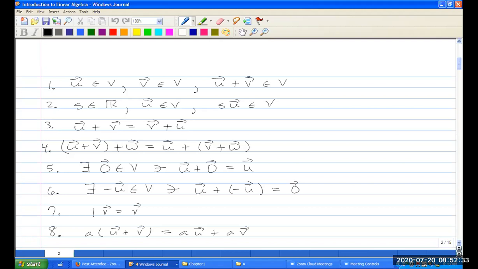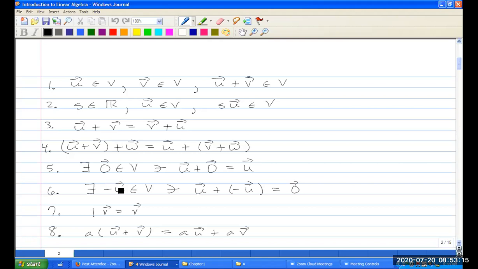Next, vector addition is commutative. So u plus v is the same as v plus u. Next, vector addition is associative. u plus v plus w is the same as u plus v plus w, grouped either way. Next, there's a zero vector. It's a vector that has no length and no direction. And so there exists some zero vector such that u plus 0 is just the vector u.